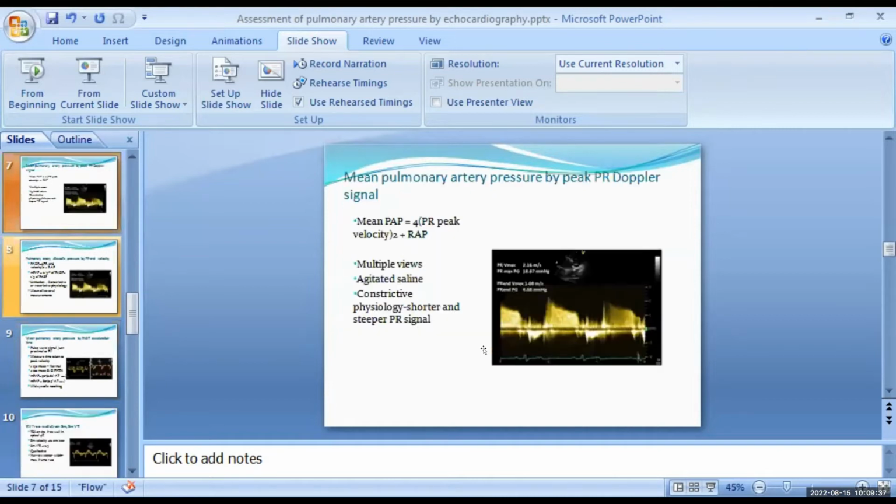Now the second method, mean pulmonary artery pressure by peak PR Doppler signal. Mean PAP is calculated from 4V squared of the peak velocity plus right atrial pressure, and multiple views are to be taken to obtain a good Doppler signal. In case of a weaker Doppler signal, we can use agitated saline. In the presence of constrictive physiology, this method will not be accurate.